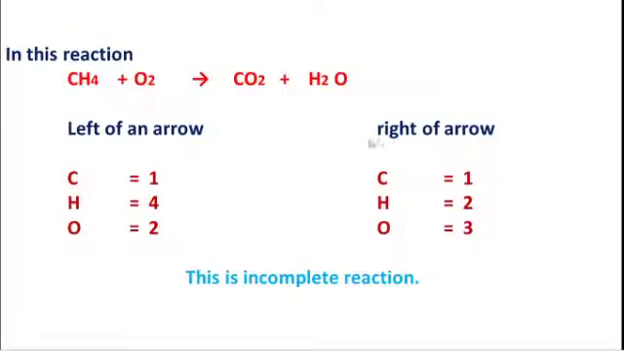At the same time, on the right side of the arrow mark, carbon dioxide and water are present. Here the total number of carbon atoms is only one. Hydrogen, two hydrogen. Oxygen, here two oxygen, here one oxygen, totally three oxygen. Comparing the left-hand side and right-hand side: carbon, one carbon here, one carbon here. Hydrogen, here four hydrogen, here two hydrogen. Here two oxygen, here three oxygen.